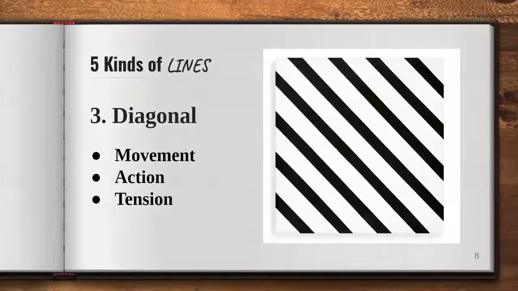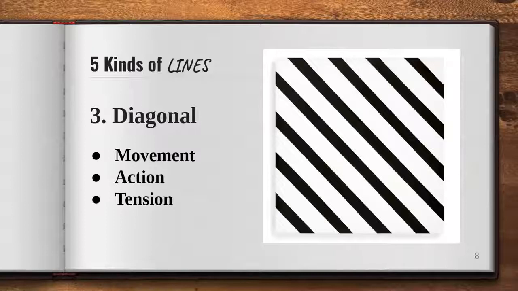Number 3, diagonal lines. These are lines that are falling over. These lines show the feeling of movement. Something now is in action. It hasn't fallen completely to the ground like a horizontal, and it's not standing straight up and down like a vertical. It now has some sense of action to it.